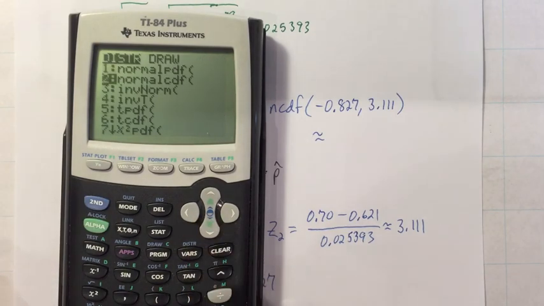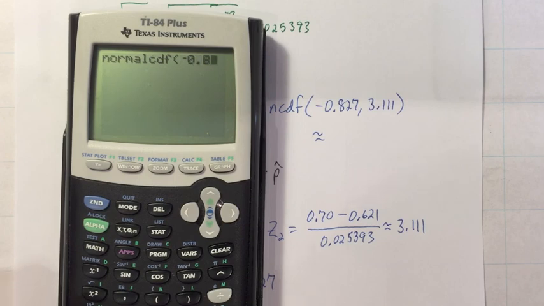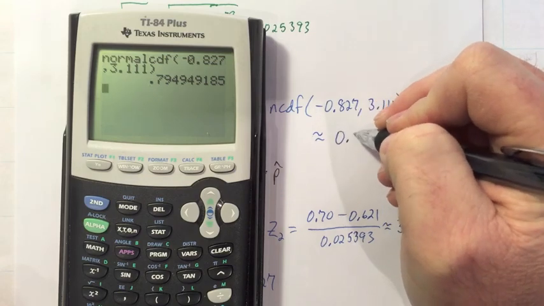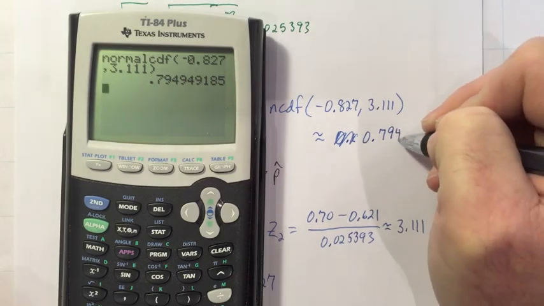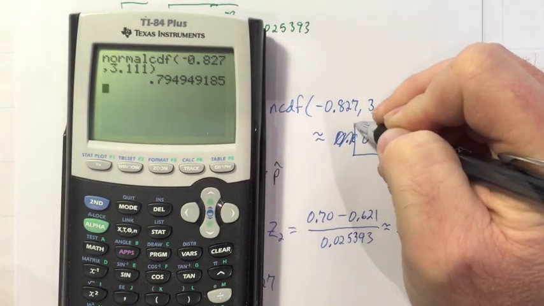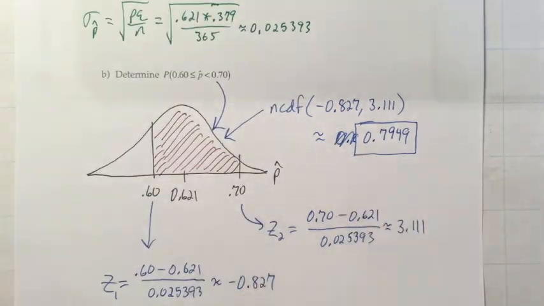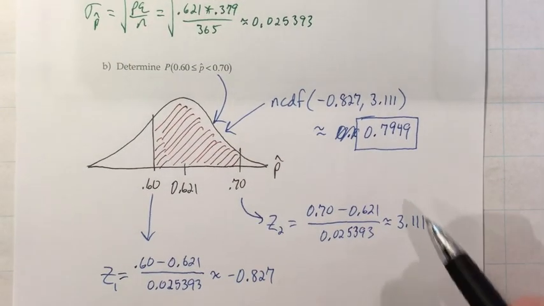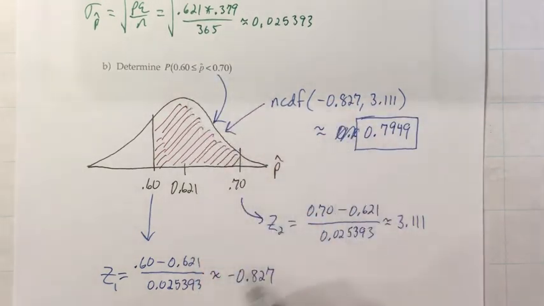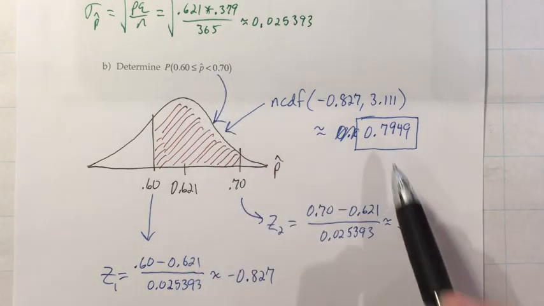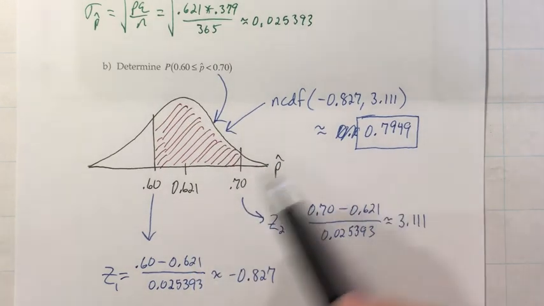So distribution function, normal CDF from negative 0.827 to positive 3.111. And I thought it'd be around 80%, and I'm getting something super close to that, 0.7949. And I'm going to box my answer for 2 reasons. One, because I have the scribble, so this will clarify that a little bit. But also we've got work all over the place here, and we want to make it very clear what part of all this work was the answer to that question. And there it is. So this should feel a lot like chapter 6.